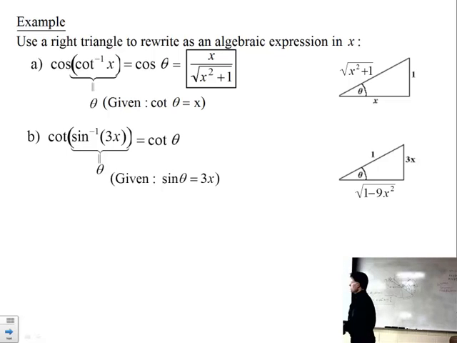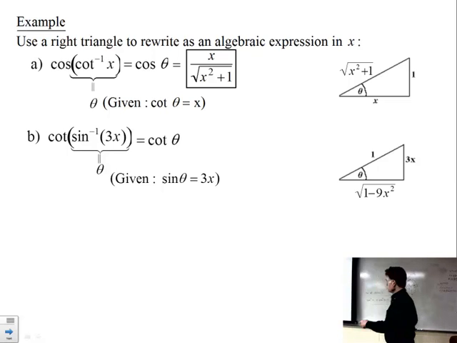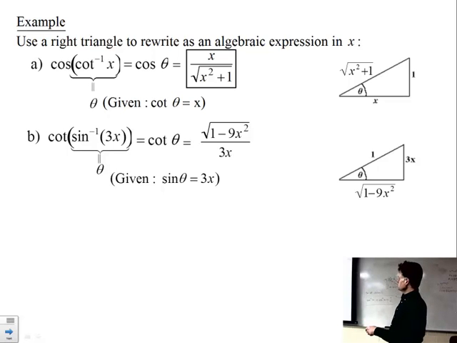So this is quadrant 1 or quadrant 4, but in either quadrant, the x-coordinate is positive. So when we compute the adjacent, we take the positive square root when we do the Pythagorean. And so now we can just read off the cotangent, which is adjacent over opposite. So it's the square root of 1 minus 9x squared, divided by 3x. So this is an expression that's equal to this that does not involve any trig functions.